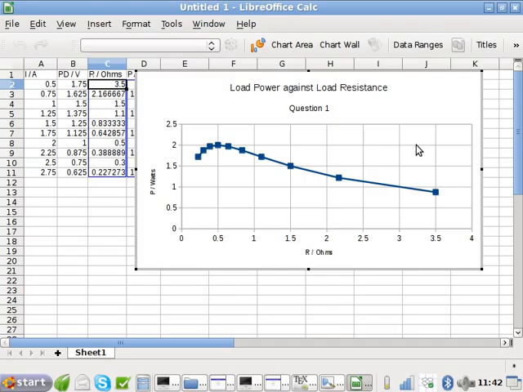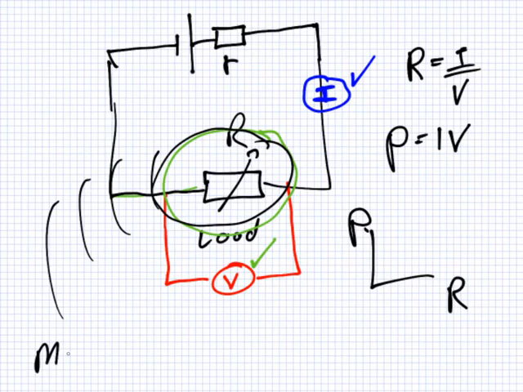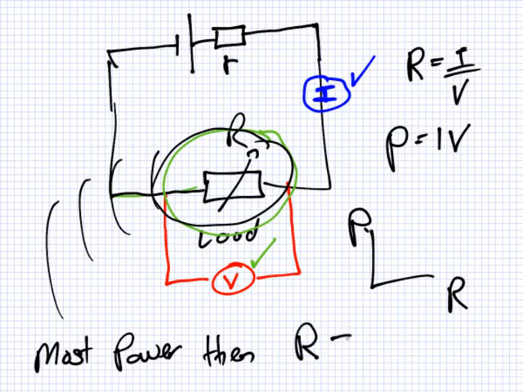Now that 0.5 should sound familiar. Where do we see 0.5 in this question? Yes, that is right. So this leads us to a very, very interesting and important result. If you want the most power, then the external load resistance, you should make it equal to the internal cell resistance. This gives you the most power for your device.